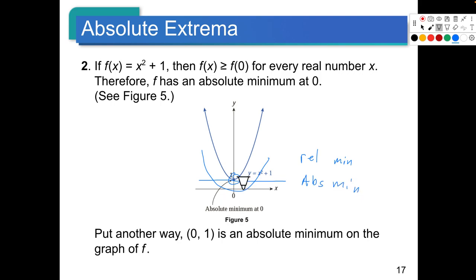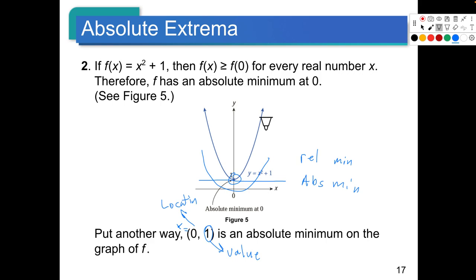And we could identify it as the point (0, 1), which is where it's at, right? The value is 1. So the value of the minimum is 1. The location is x equals 0. Okay, so we have those 2 numbers. The x value gives us where it's located, and the y value gives us what the value of the minimum is.